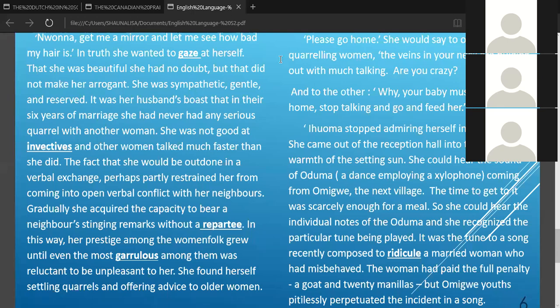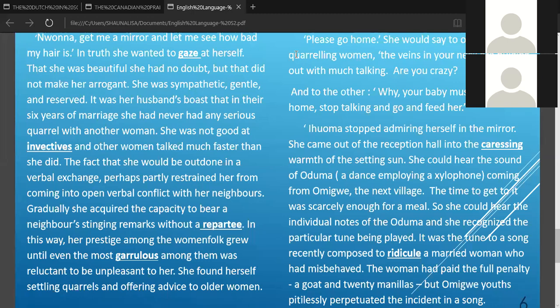Ihuma stopped admiring herself in the mirror. She came out of the reception hall into the caressing warmth of the setting sun. She could hear the sound of Oduma, a dance employing a xylophone, coming from Omigwe, the next village. The time to get to it was scarcely enough for a meal. So she could hear the individual notes of the Oduma, and she recognized the particular tune being played. It was the tune to a song recently composed to ridicule a married woman who had misbehaved.